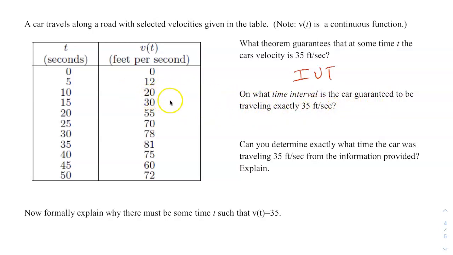Second question: on what interval is the car guaranteed to be traveling 35 feet per second? Remember, you cannot pinpoint exactly where it travels that fast, but we know it must happen between these two values. So between 15 seconds and 20 seconds. I can't tell when exactly it hits it, but I know it's between those two times. Can you determine exactly when the car was traveling 35? No, we cannot. IVT is an existence theorem.